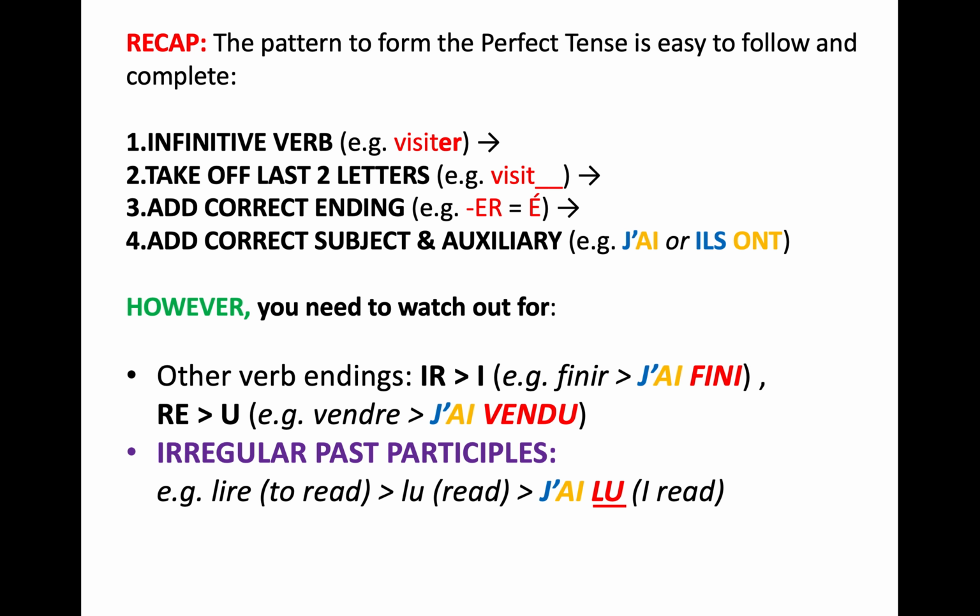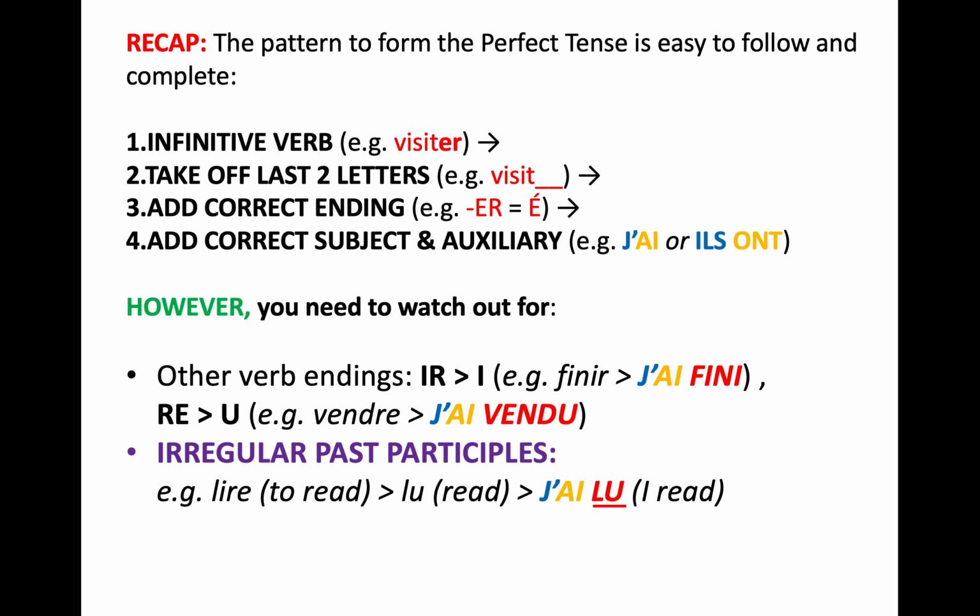So to recap, forming the perfect tense is easy to follow if you use the following steps. You start with an infinitive verb, you take off the last two letters, so visiter becomes visit. You add the correct ending, so if it was ER, you put an E with the accent on the end, that's the A sound, visité, and you add the correct subject and auxiliary. So j'ai visité, I visited, or ils ont visité, they visited.